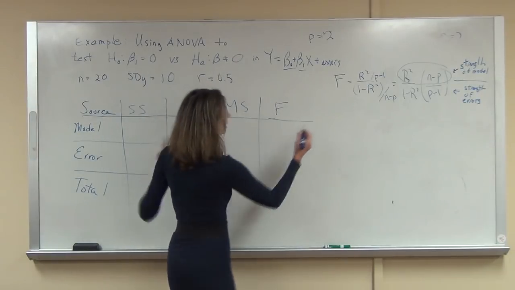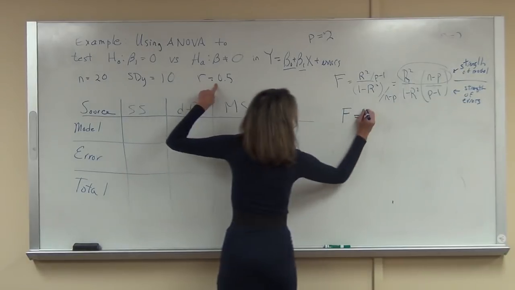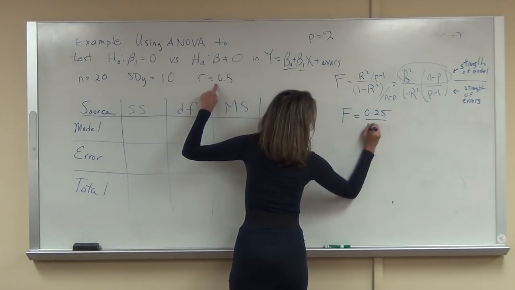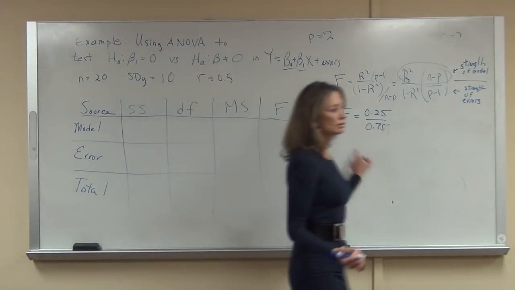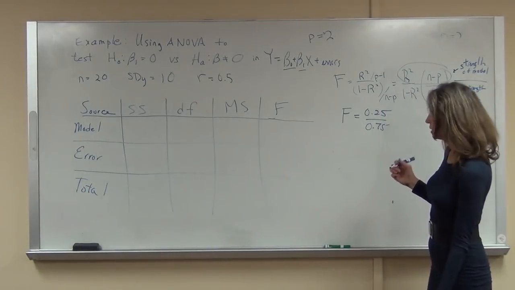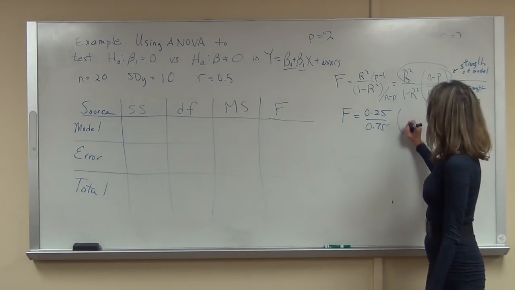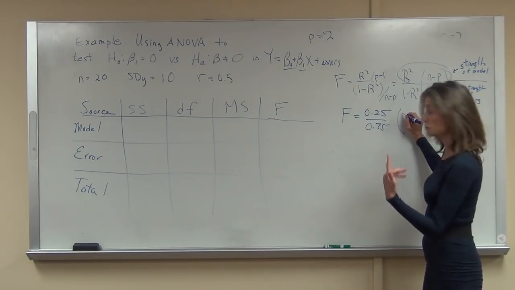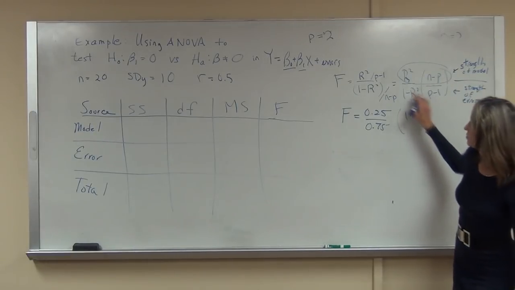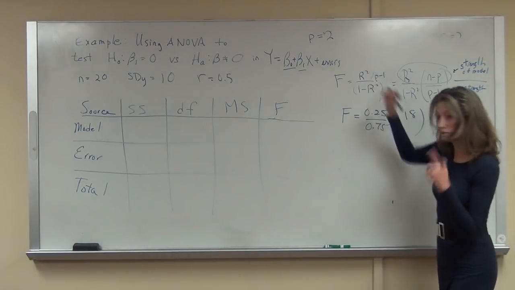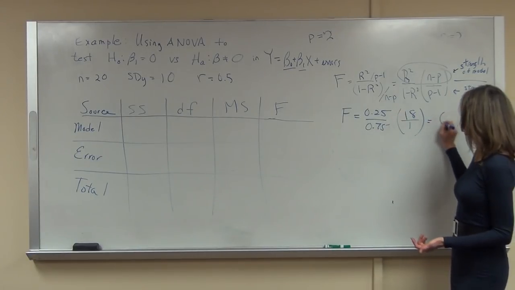So we have this. This is really easy to solve just by the formula. We have r squared over 1 minus r squared, which is 0.25 over 0.75, right? That's 1/3, times n minus p. So n minus p is 20 minus 2, so that's 18, over the number of parameters minus 1, which is 2 minus 1, just 1. So this is what? 1/3 of 18, so 6.